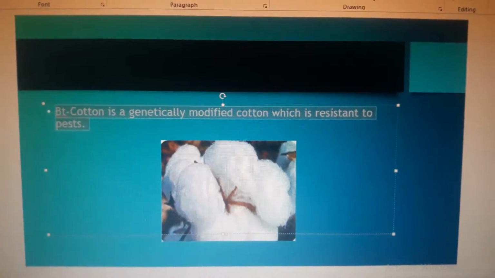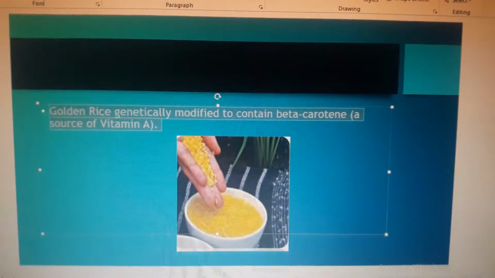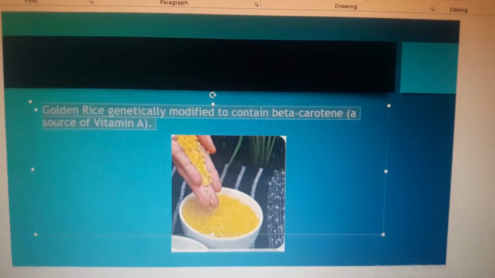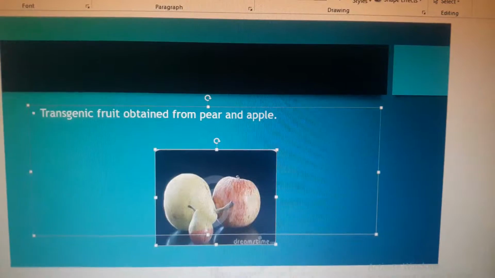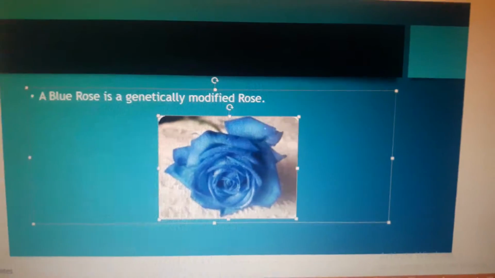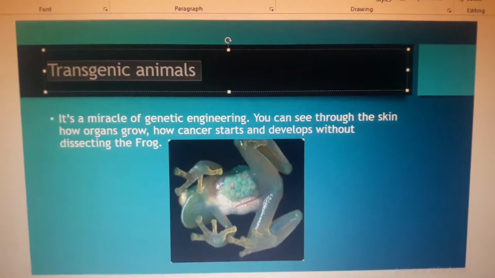Bt cotton is a genetically modified cotton which is resistant to pests. Golden rice is genetically modified to contain beta-carotene, a source of vitamin A. Transgenic fruit obtained from pear and apple. A blue rose is a genetically modified rose.